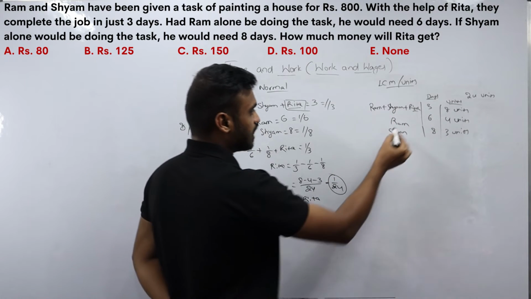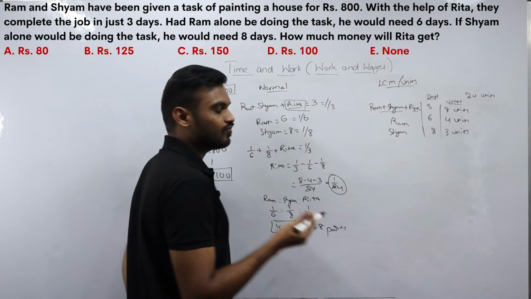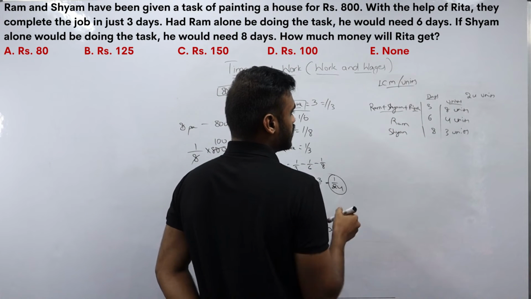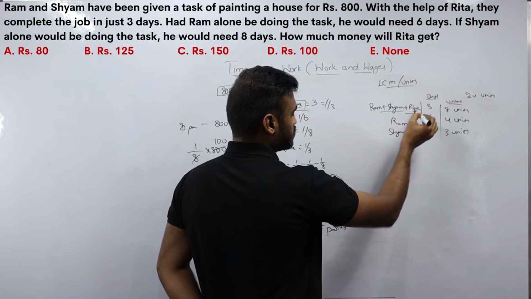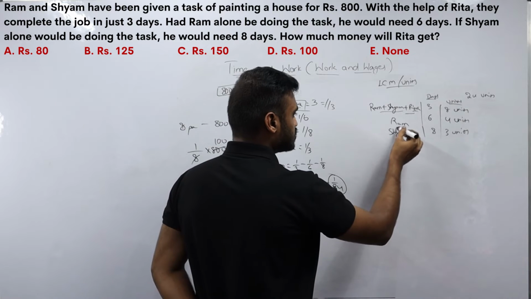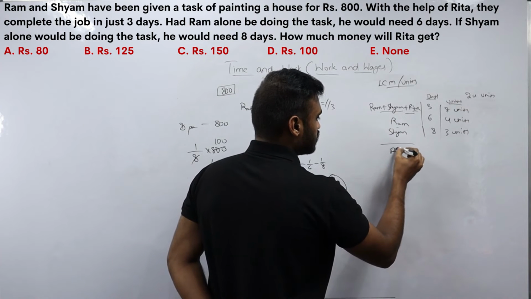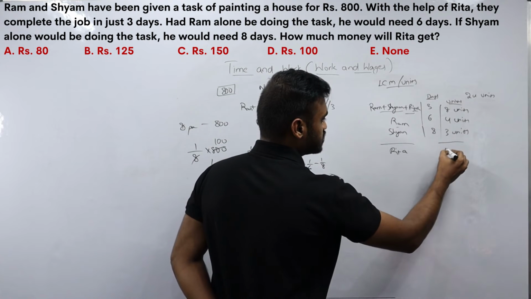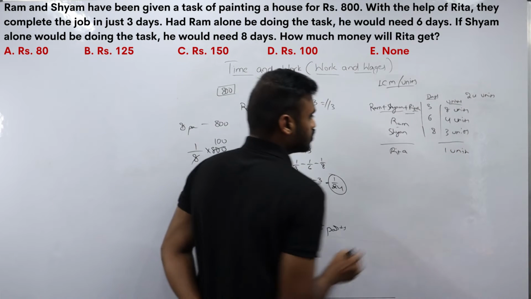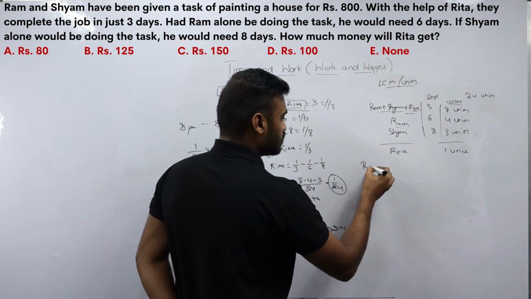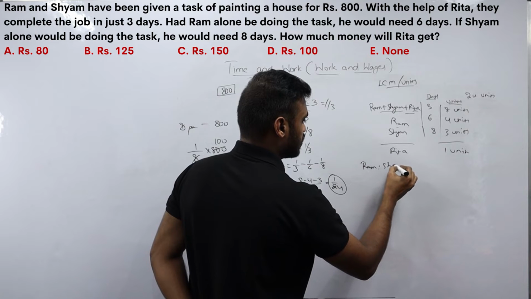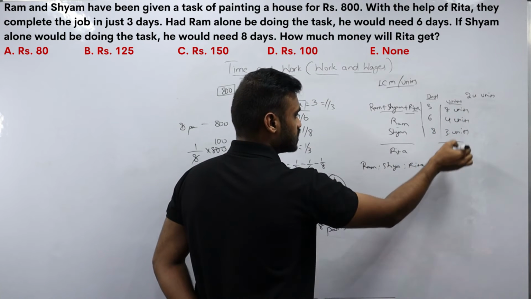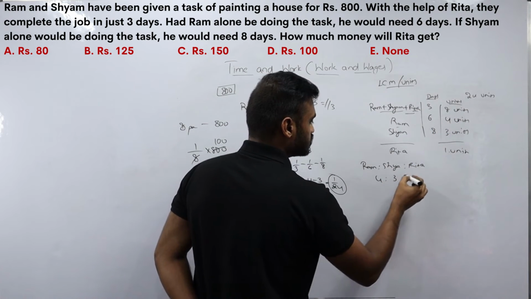Or if I subtract Ram and Sham's value from this, I will come to know the efficiency of Rita. Now I am subtracting Ram and Sham's value. Ram, Sham and Rita minus Ram and Sham, I will get Rita equal to 8 minus 4 minus 3, that is 1 unit per day. So the ratio of efficiency of Ram, Sham and Rita is 4 is to 3 is to 1.